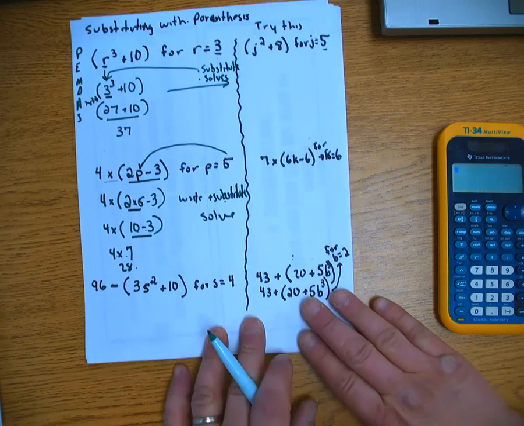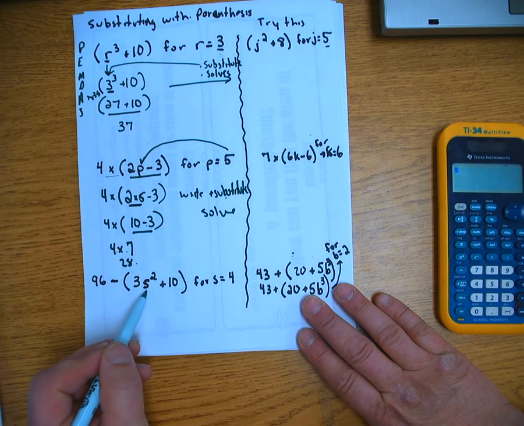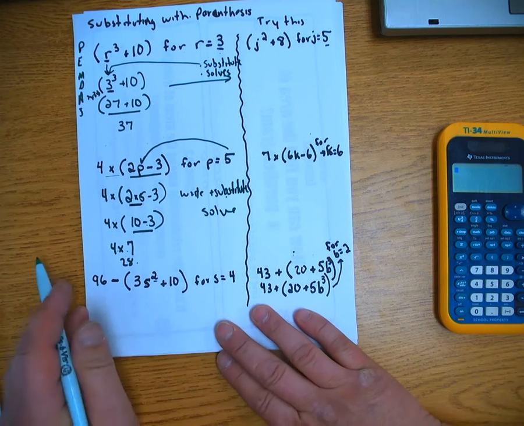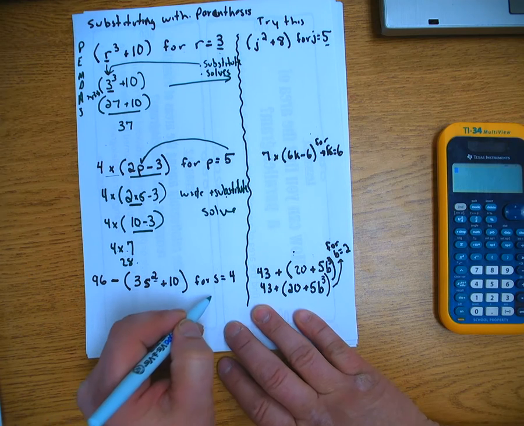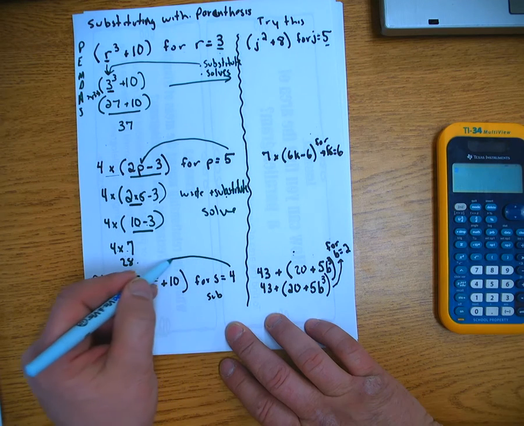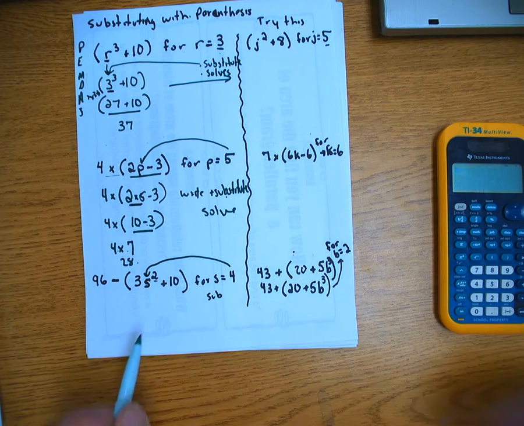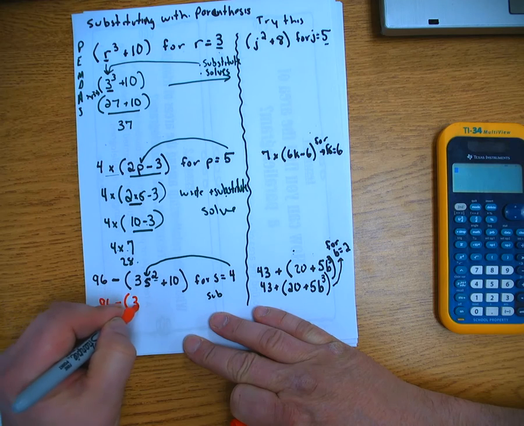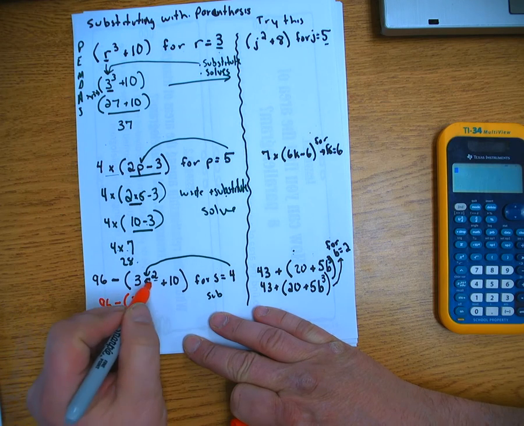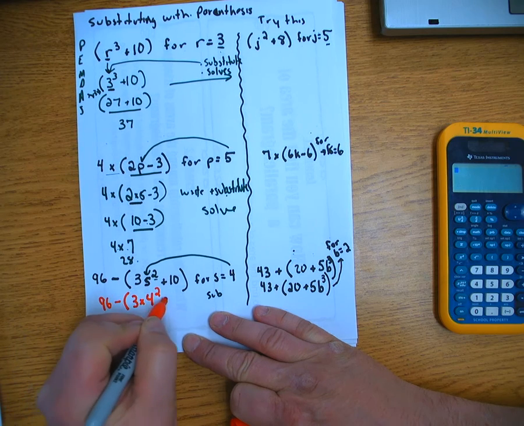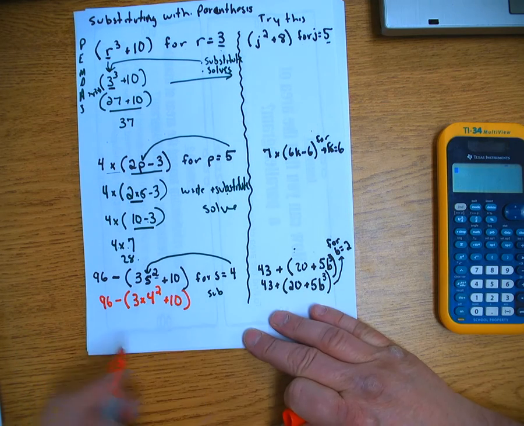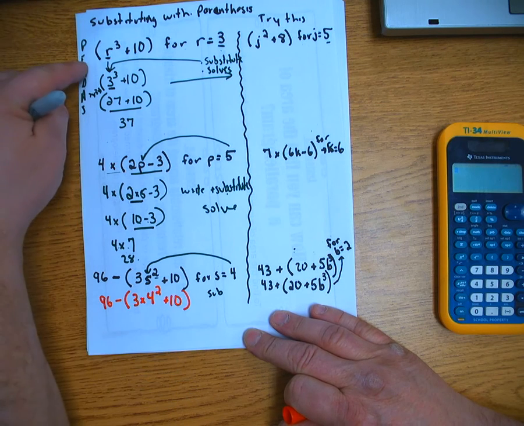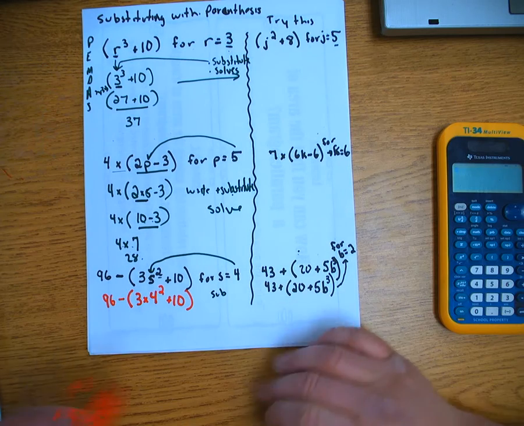Okay. So next, I have this situation where I have a variable with an exponent. No exponent here, but now I have a variable with an exponent. Okay. So the first thing I'm going to do is I'm going to substitute. The value is 4. So that 4 takes the place of that S. So 96 stays the same, minus 3. This means times, but I have 4 to the second power plus 10. Notice I have my exponent here first. Even though this is multiplying, exponents come before multiplication or division.